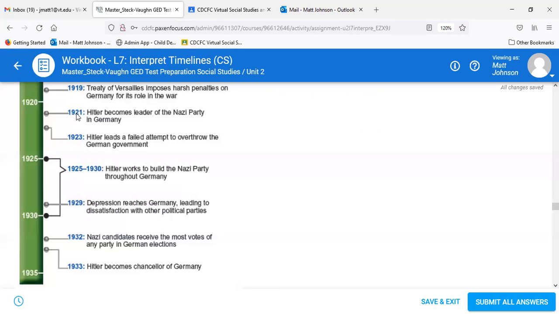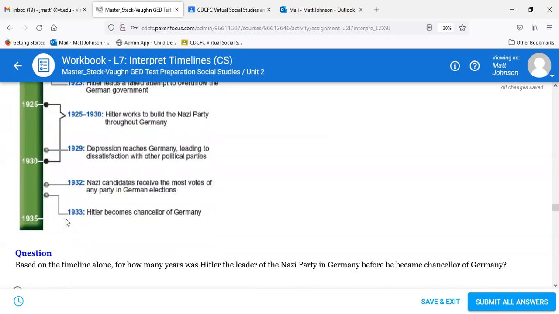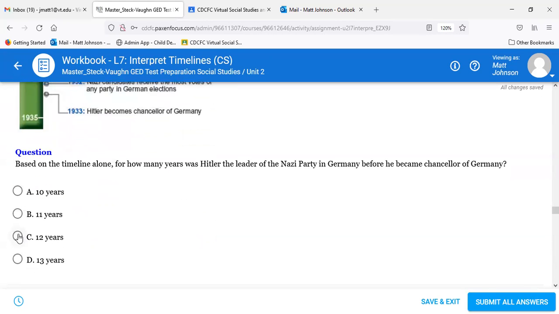Yep, from 1921, when he becomes leader of the Nazi Party in Germany, to 1933. A little more math for us today. So C for number 8.